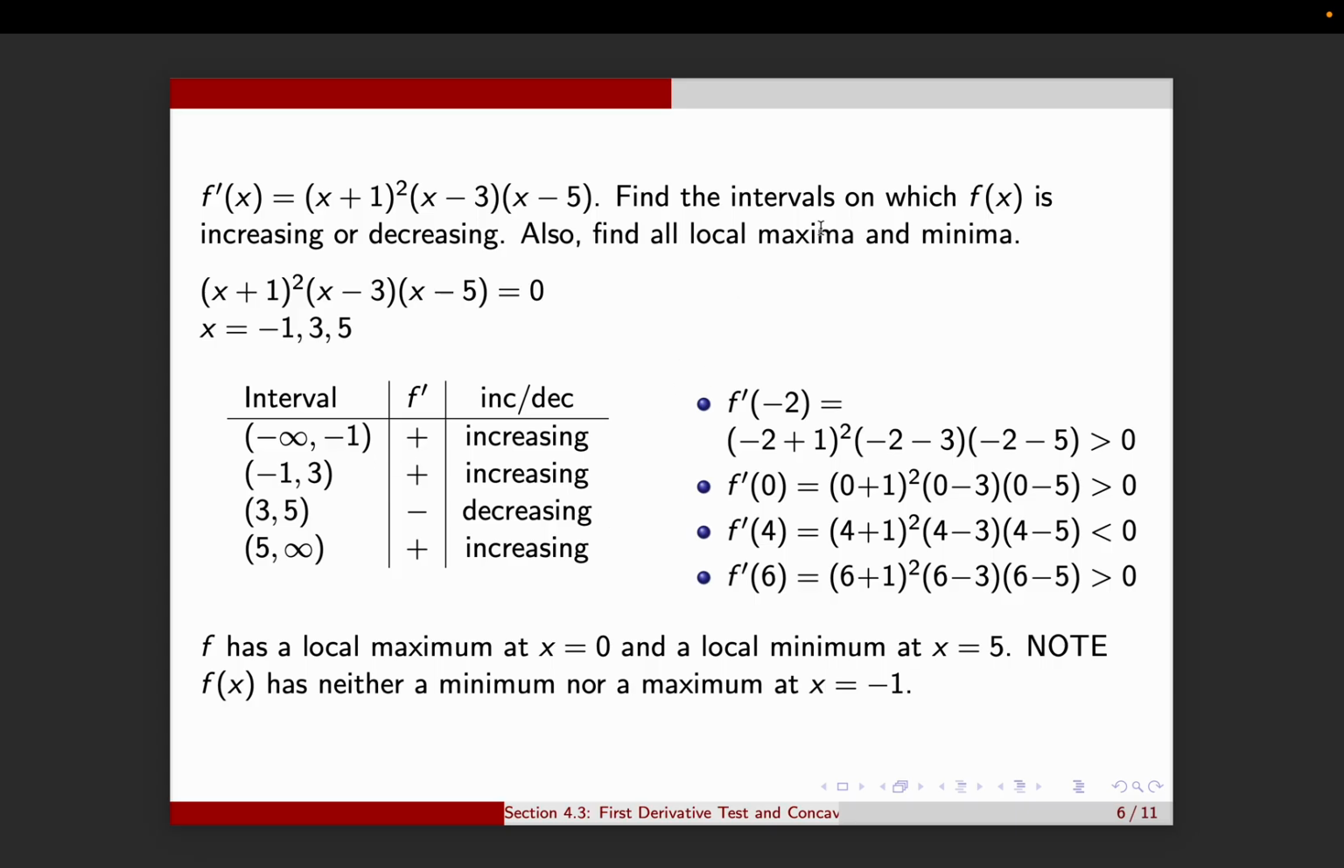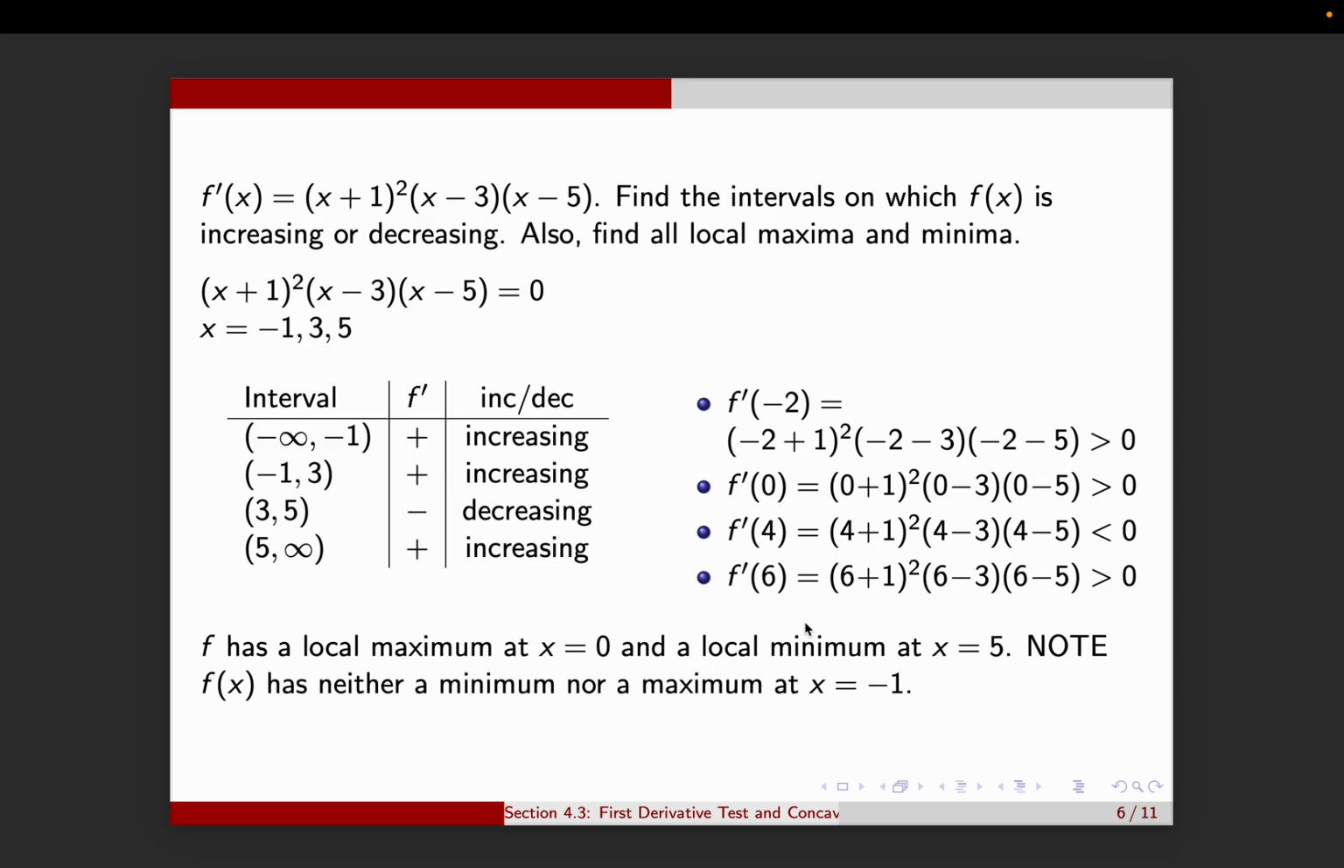it kept going up. So it didn't go up and then go down or vice versa. So -1 has nothing going on. It's not a max or a min. There's a local max at 3 and a local min at 5. So at 5, it was going down, then going up. That's how you create a valley. Okay, so that's the first derivative test.